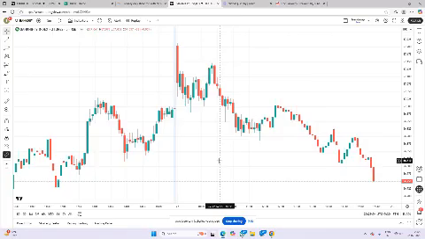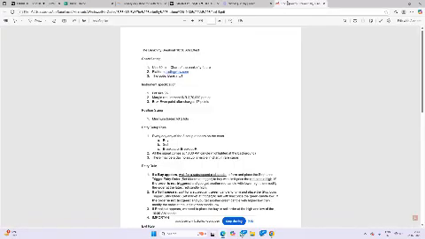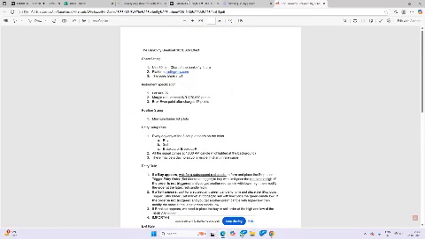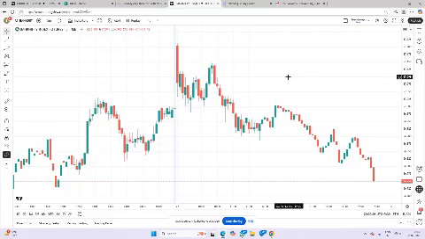The main point: I will give you the detailed rules of this particular trading strategy. I have a written SOP. I will explain that, and I will show you how it's working.